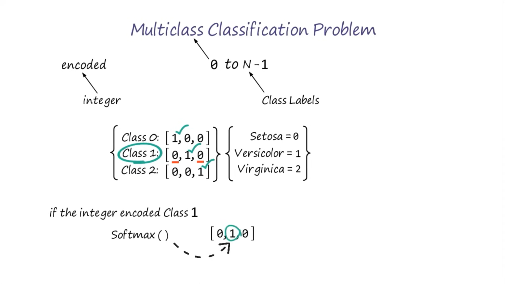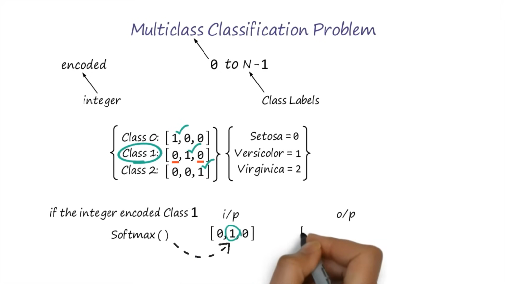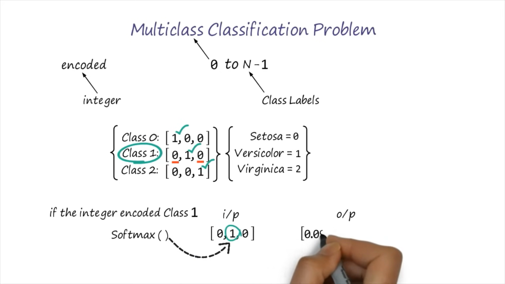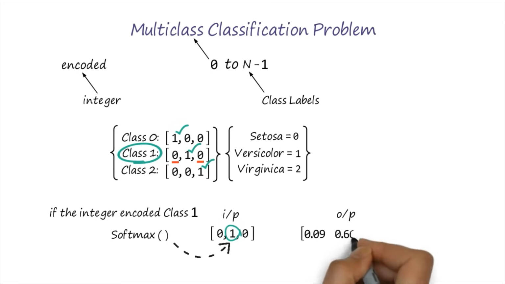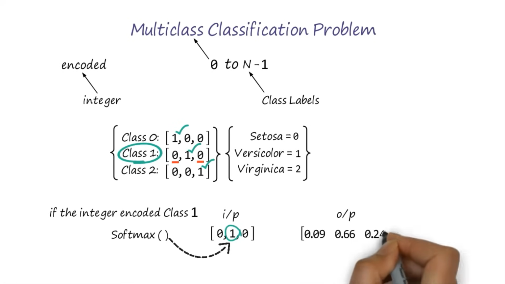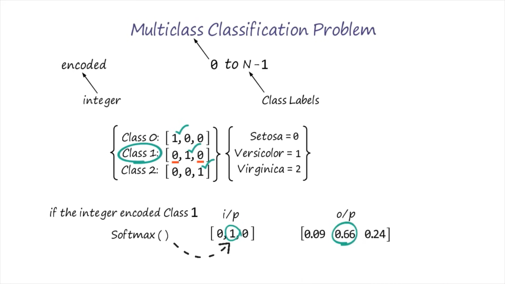on this section. If this is the input, then the output will look like say 0.09, 0.66 and 0.24. See, I am giving maximum weightage over here. Means the error between the expected and the predicted multinomial probability distribution is calculated over here. So some kind of cross entropy is also used over here. So the concept is very simple.